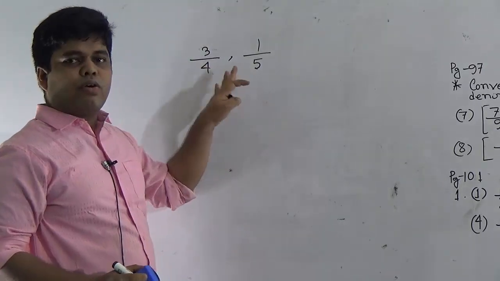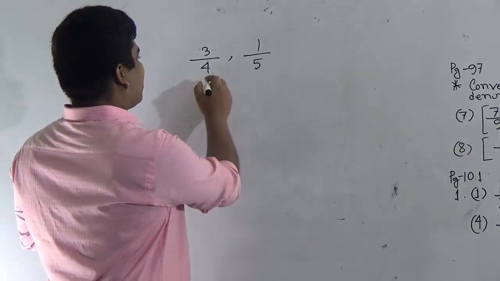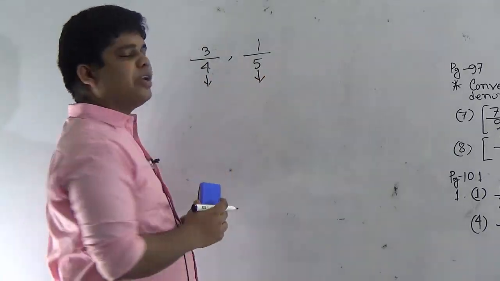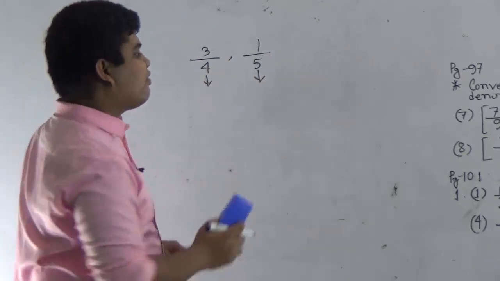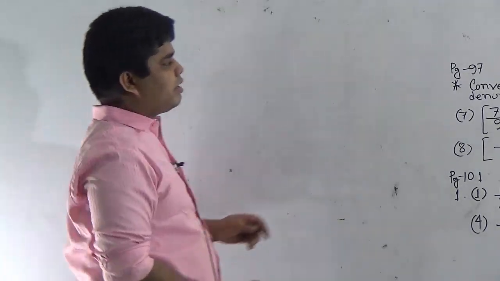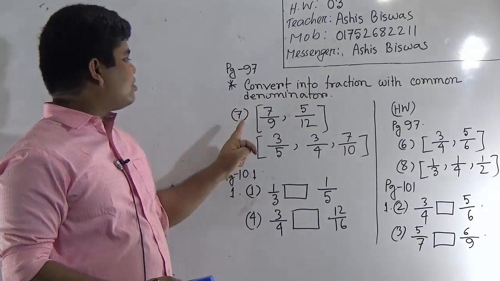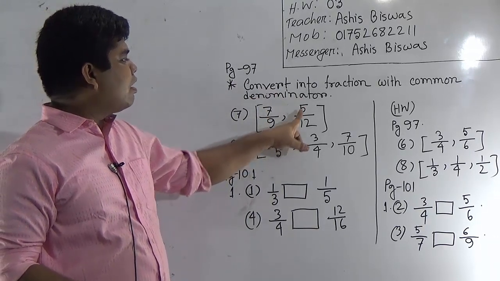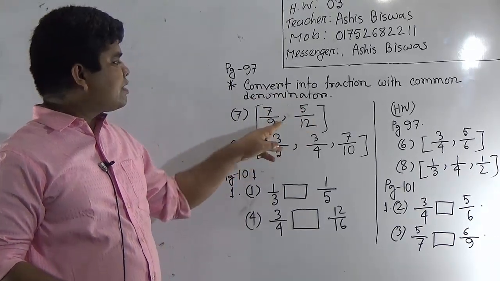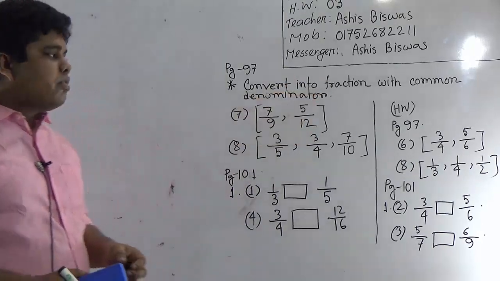Fractions are given. We want to convert these fractions into common denominator. That means we make the denominators the same number. Okay. So how can we do it? Let us start our first math. Convert into fraction with common denominator. So the first math is 7/9, 5/12. Two fractions are given. We want to convert these into fractions with common denominator.